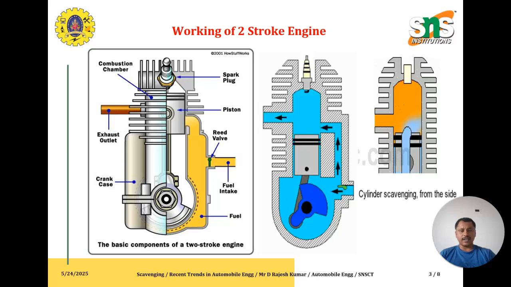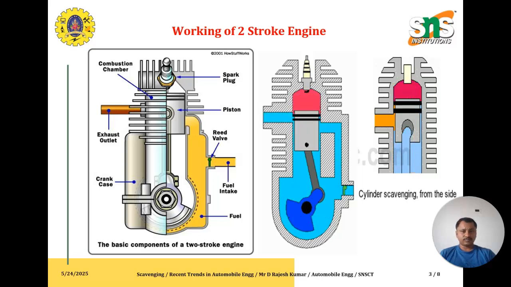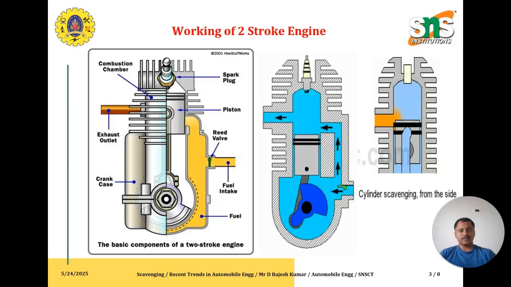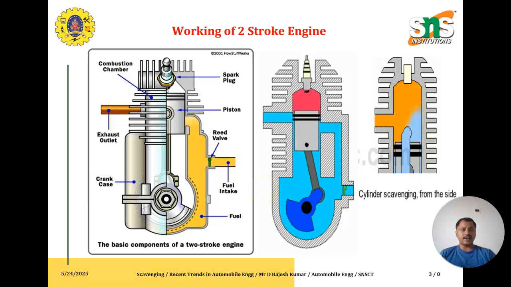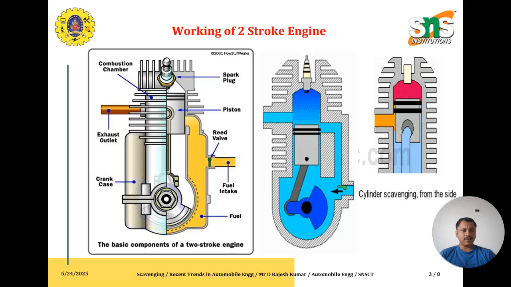So this slide shows the anatomy of a two-stroke engine. A two-stroke engine generally consists of ports, whereas a four-stroke engine generally consists of valves. In a two-stroke engine, there are three ports. One is the inlet port. It is used for the entry of the air-fuel mixture. You can see here, it is indicated here.